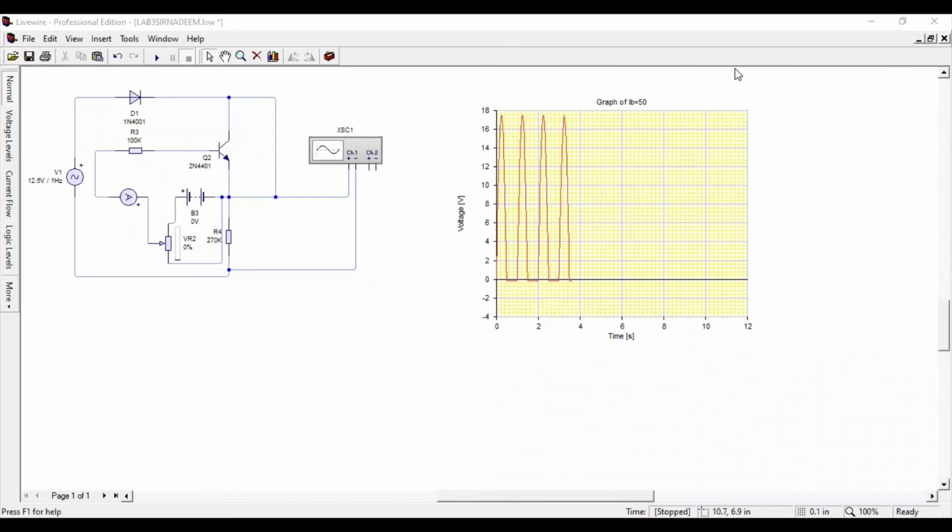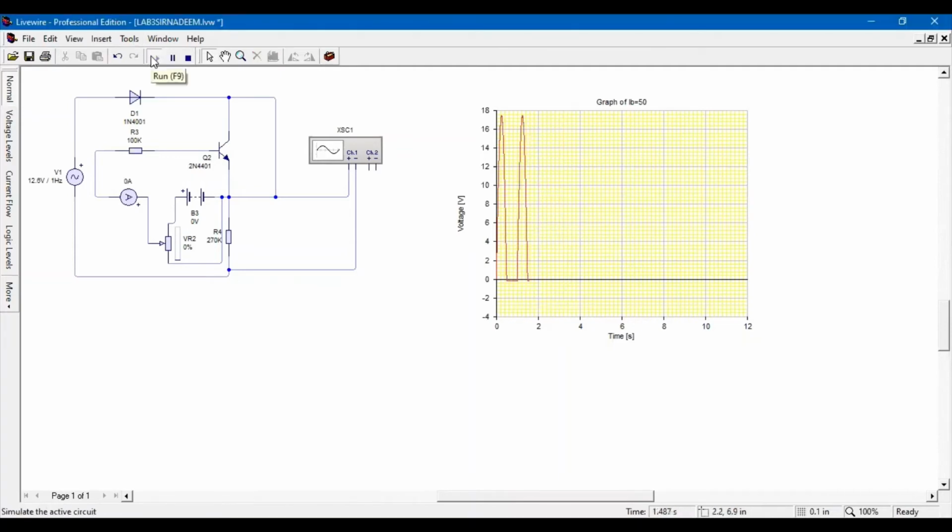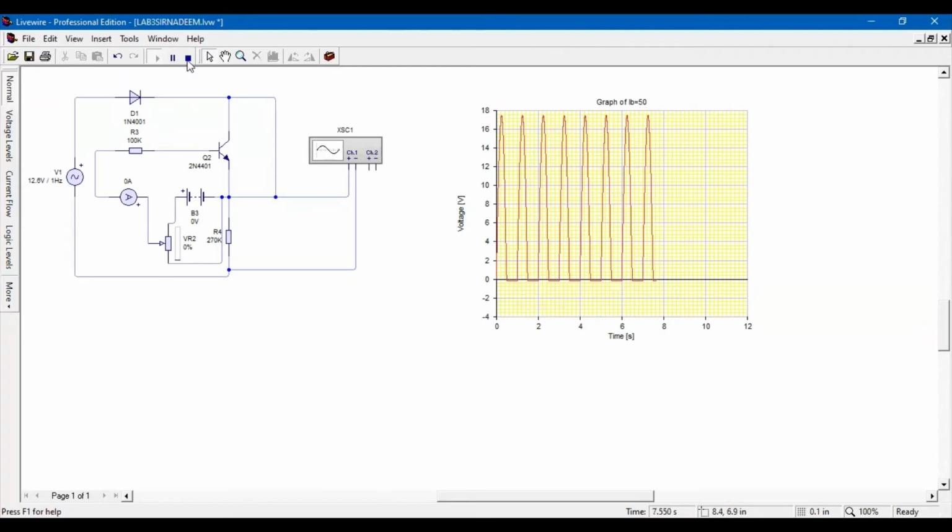The curve can also be observed using an oscilloscope. The circuit was set as shown here. The DC power is set at 0 to measure when IB equals 0. So let's run. Now we can see the curve when IB equals 0. Next, we change to when IB equals 25.